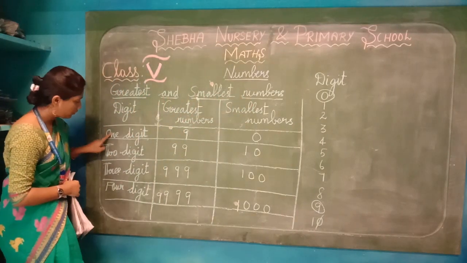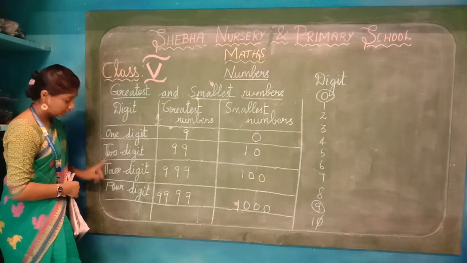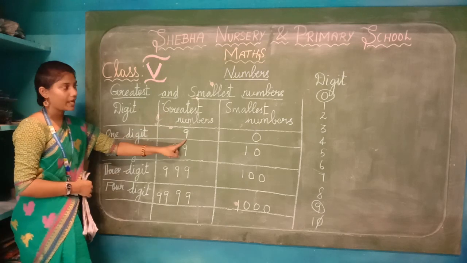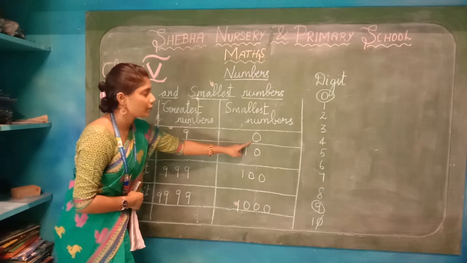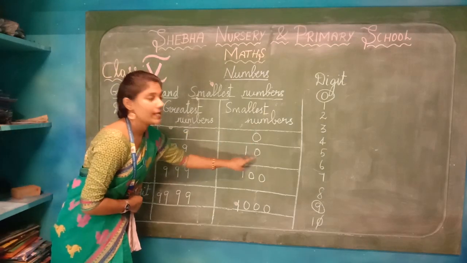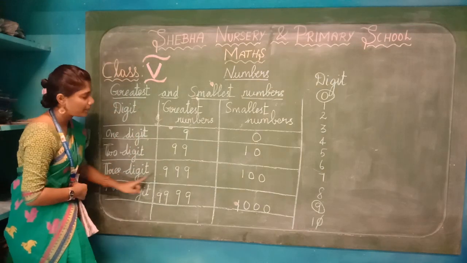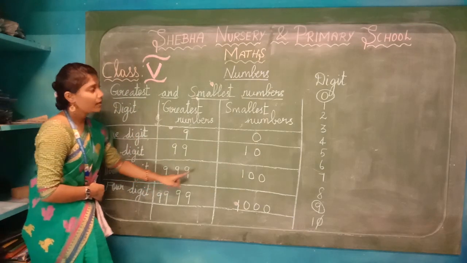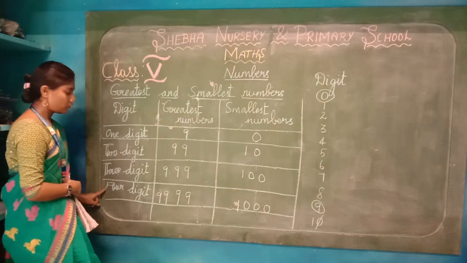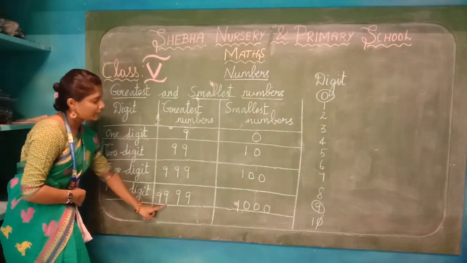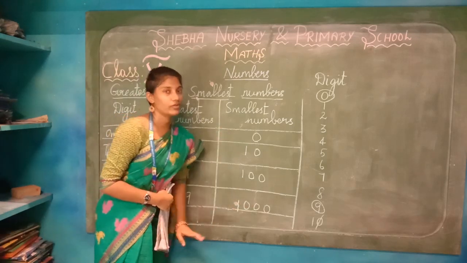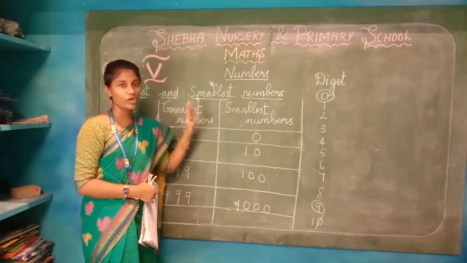Next one, you have to write 1 digit, 2 digit, 3 digit, 4 digit. What is the 1 digit greatest number? 9 and then the smallest number 0. Then 2 digit: 99, smallest numbers 1 and 0. Then 3 digit number: 999 and the smallest 3 digit number 1 and double zeros. Then 4 digit number: 9,999 and the smallest numbers 1 and 3 zeros. Okay children, this topic is over.